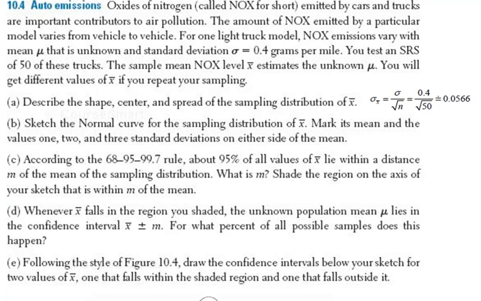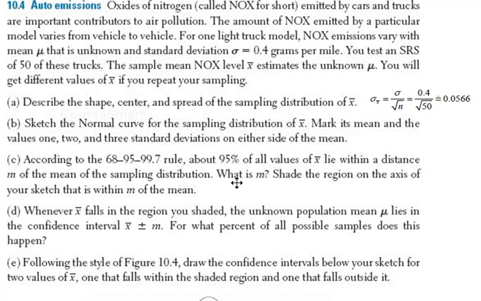We just finished Part B of problem 10.4. Part C asks you to recall the empirical rule. You remember the 68, 95, 99.7. And it says about 95%, so in other words, the middle value here, of all values of X bar, the sample mean, lie within a distance of M of the mean of the sampling distribution.